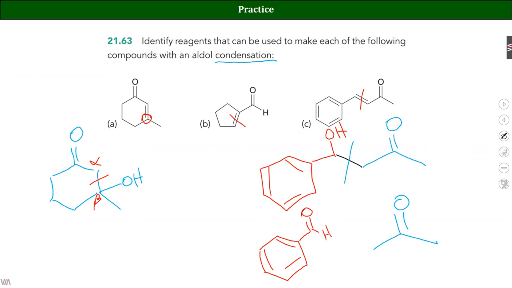And because there are no alpha carbons on the benzaldehyde, you could do this one also with just sodium hydroxide and heat and let the reaction just go by an equilibrium route. You don't need to do it in that directed, ordered, sequential approach, because there is no competing alpha carbon. The only two alpha carbons that have protons are symmetric and they're both on the acetone.